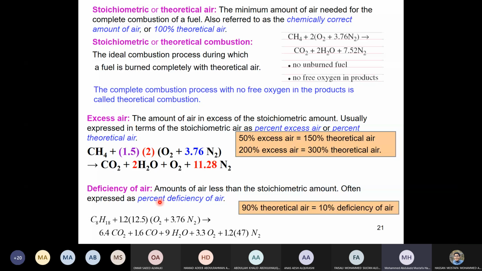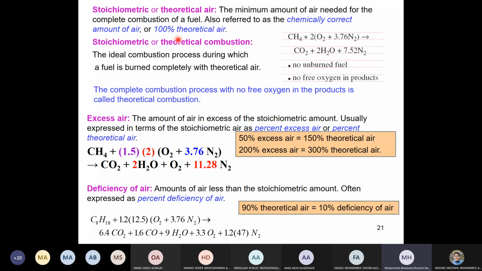This is an example of deficiency of air. Suppose you have incomplete combustion. If you have incomplete combustion, you will find here that you have some carbon monoxide in the product. So you will find that part of the carbon will burn to CO2, and part of it will burn to carbon monoxide. Carbon monoxide can still burn, and therefore we say here that this is incomplete combustion.